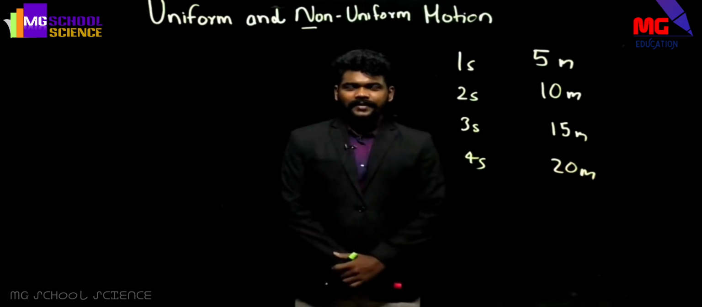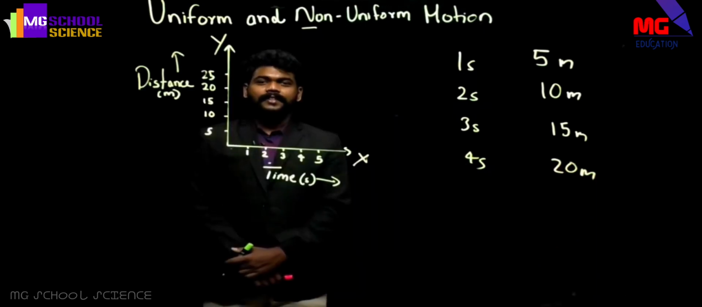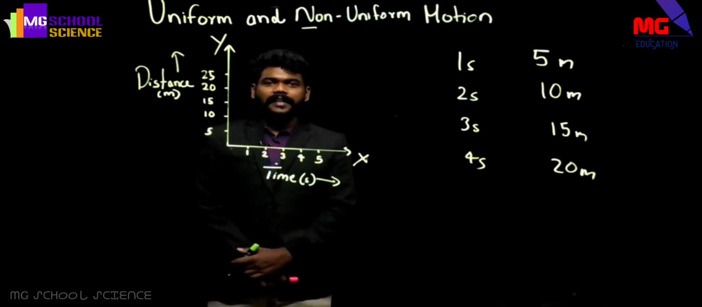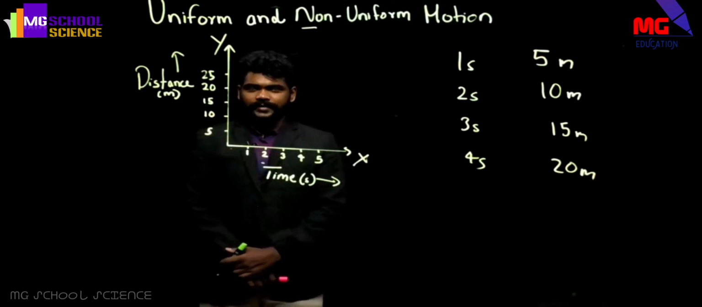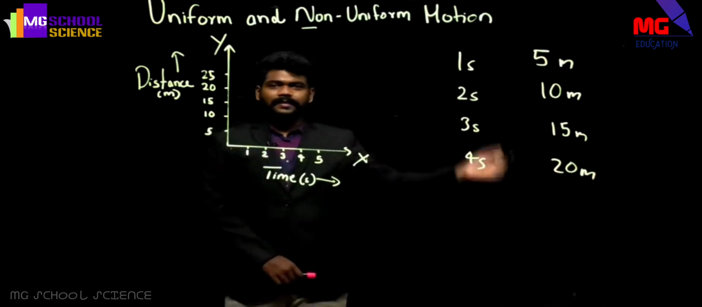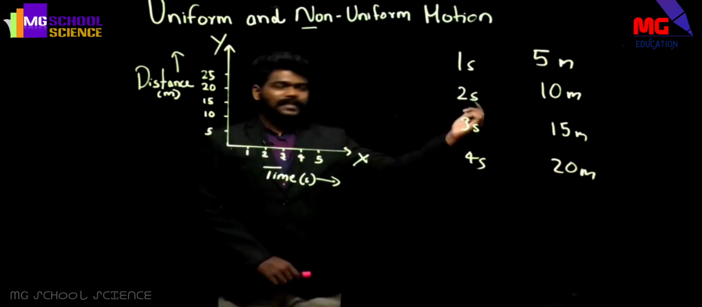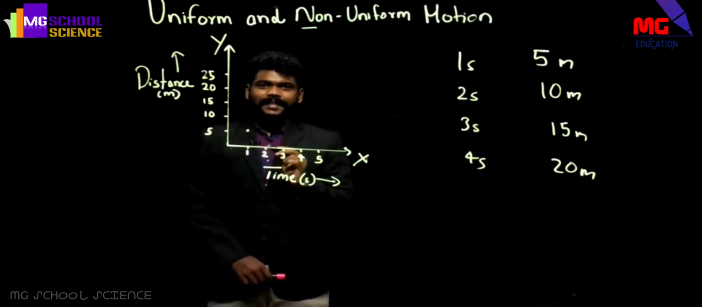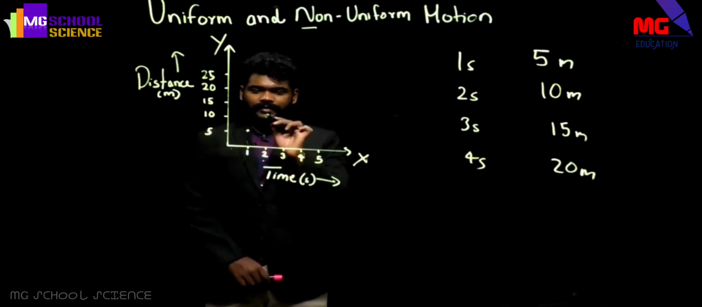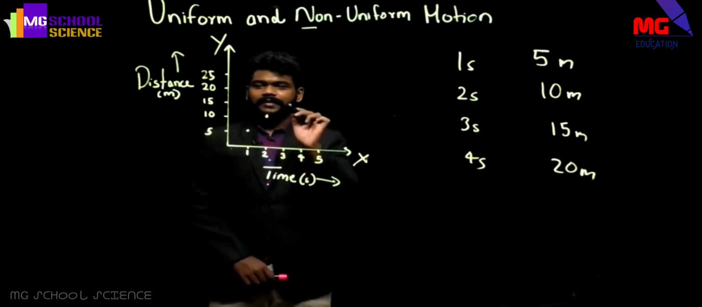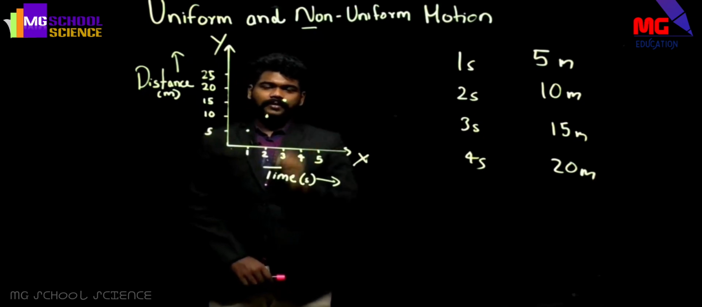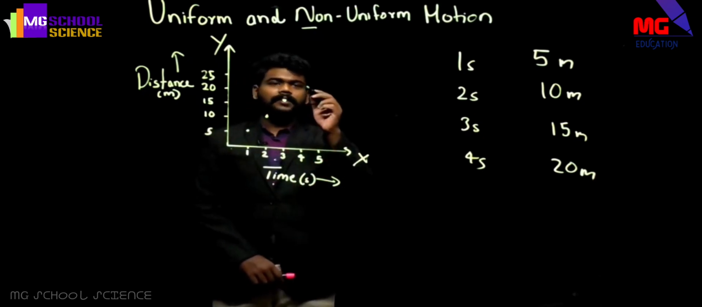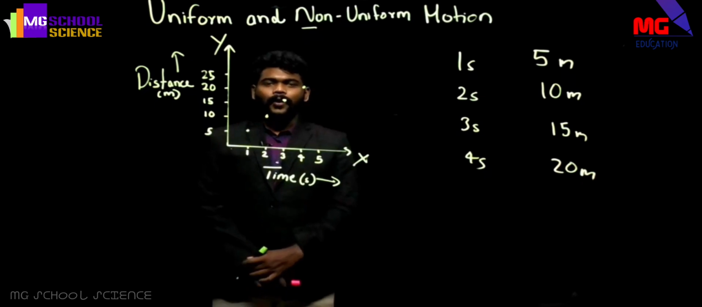Now let us visualize this using a graph. Let us consider a distance versus time graph where time comes on the x-axis and distance comes on the y-axis. Now let us try to plot these values in the graph. For the first second, the distance traveled is 5 meters. For the second second, the distance traveled is 10 meters. For the third second, it is 15 meters. And for the fourth second, the distance traveled is 20 meters. Now, let us join these points to get a line and see what pattern we get.